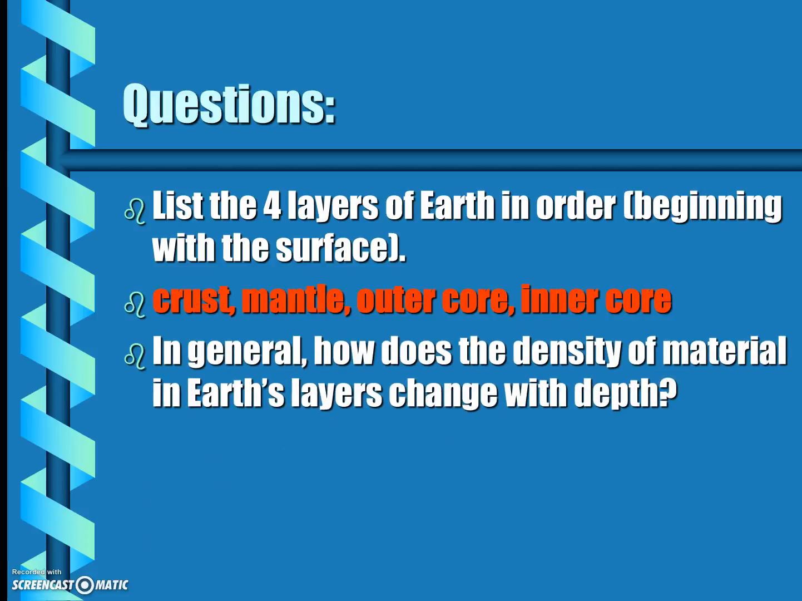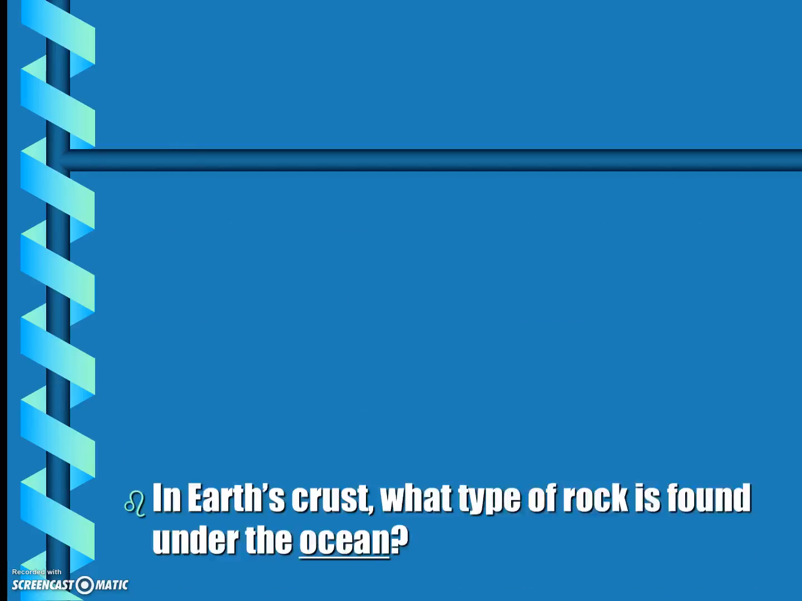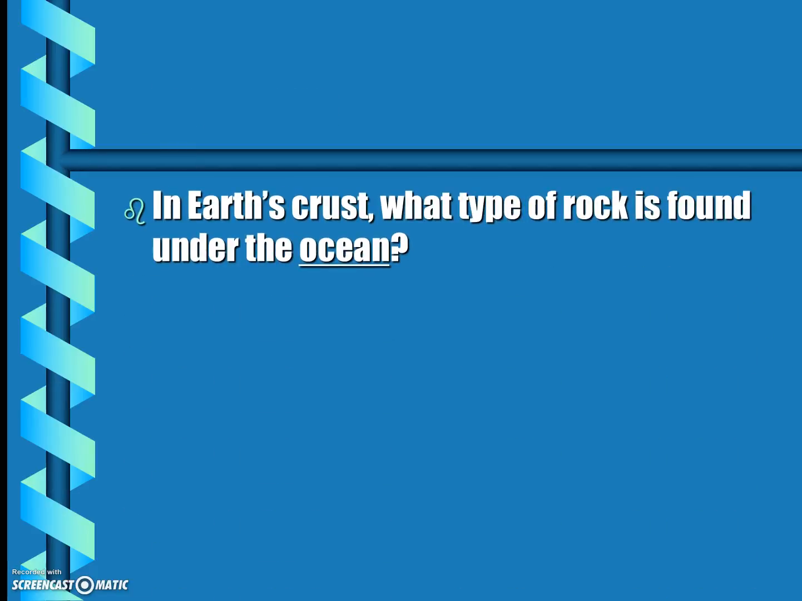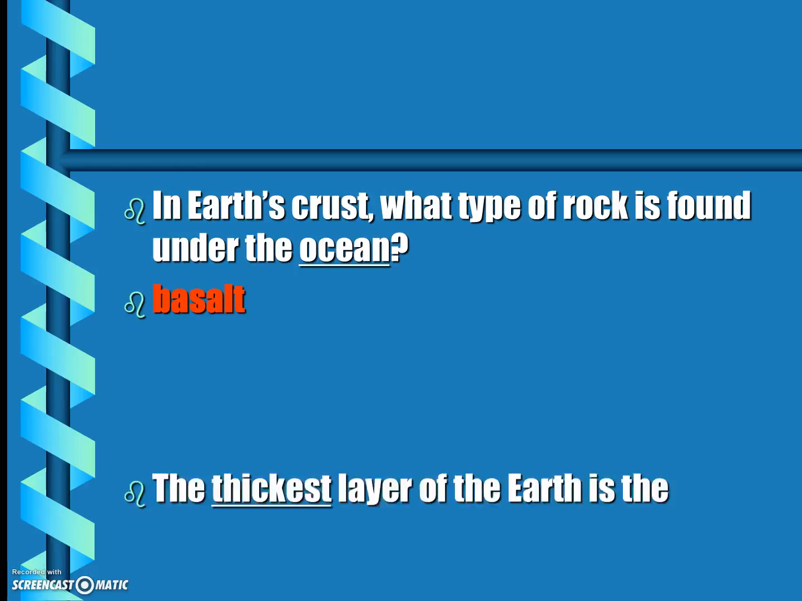In general, how does the density of material in Earth's layers change with depth? Does it increase or does it decrease? Of course, it increases with depth. In Earth's crust, what type of rock is found under the ocean? The ocean, that would be oceanic basalt.